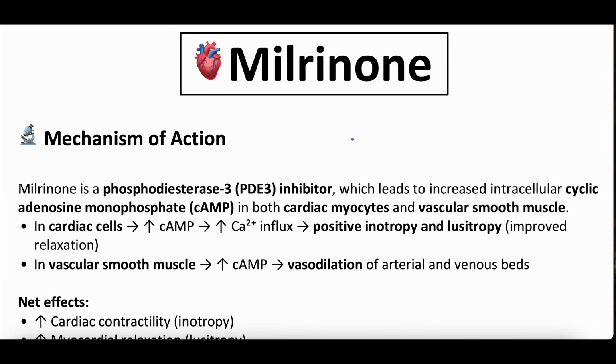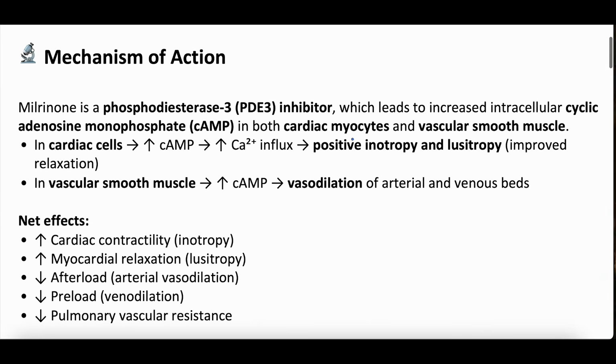Let's dive into milrinone. So, milrinone mechanism of action. Milrinone is a phosphodiesterase 3 inhibitor, a PDE3 inhibitor. What this means is that when this enzyme, phosphodiesterase 3, is inhibited, it leads to an increase in intracellular cyclic adenosine monophosphate, or cAMP. And this happens in both cardiac myocytes as well as vascular smooth muscle.